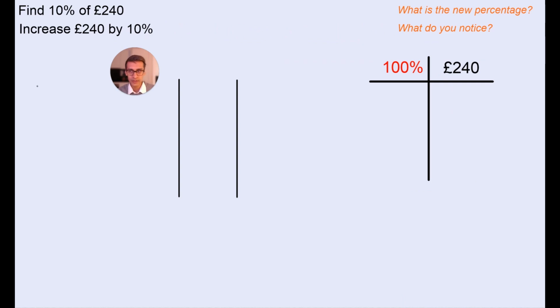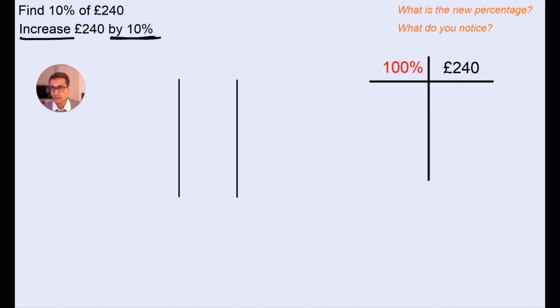So let's look at this example here. It says find 10% of 240, increase 240 by 10%. Well, let's focus on the first part of the question. It says find 10% of 240. That's telling us that 100% of our amount is 240, and 10% is what we want to work out. So 10%, divided by 10, you get 24. So 24 is the answer that we're going to get.